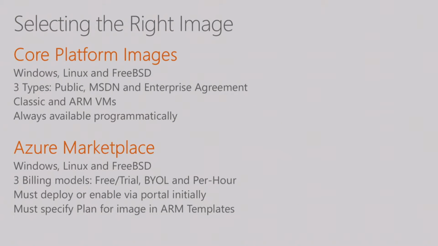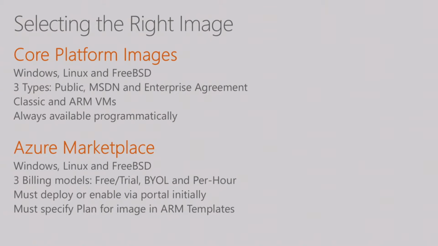The next piece we want to look at is the images themselves. When you run a VM, you have a set of images that are available within the platform that you can leverage. So we have core platform images that come in Windows, Linux, and FreeBSD flavors. There are three types of these. Public is probably the most common, like our Windows Server and Red Hat. Those are our public core platform images. But then there are two others that you may not be aware of.